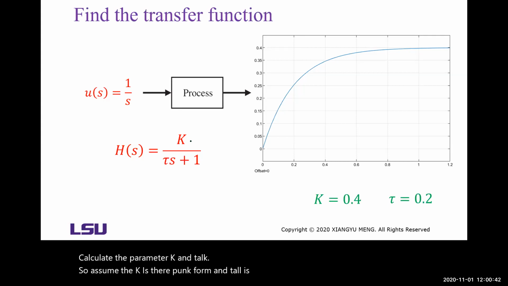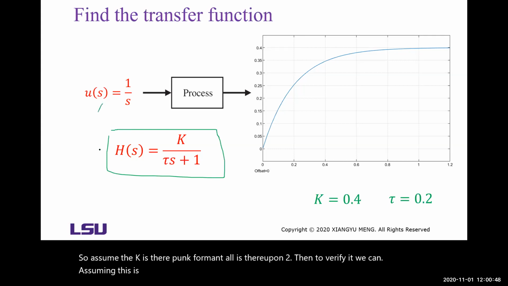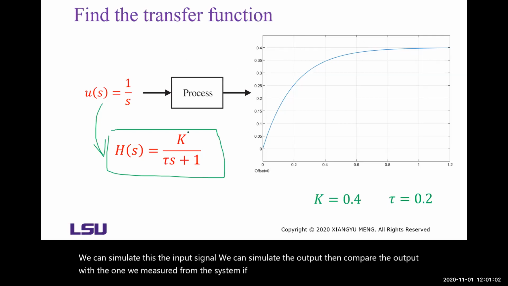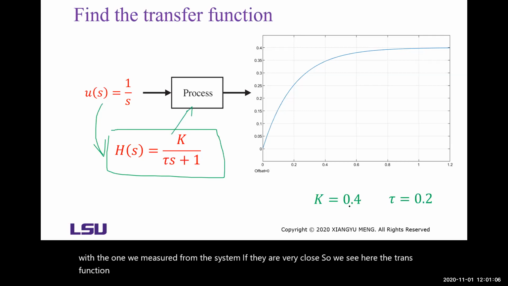Then to verify it, assuming this is the transfer function, we can simulate. If this is the input signal, we can simulate the output, then compare it with the one we measured from the system. If they are very close, then we see here the transfer function, where K is 0.4 and tau is 0.2.